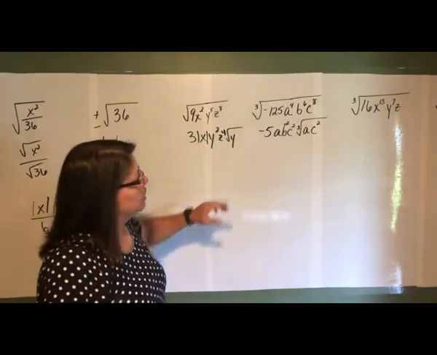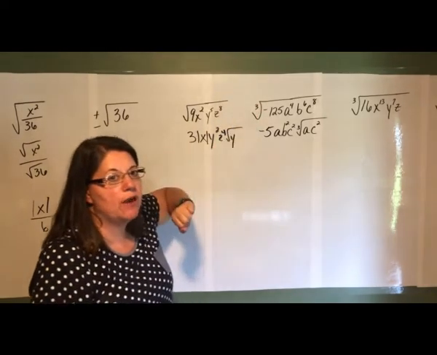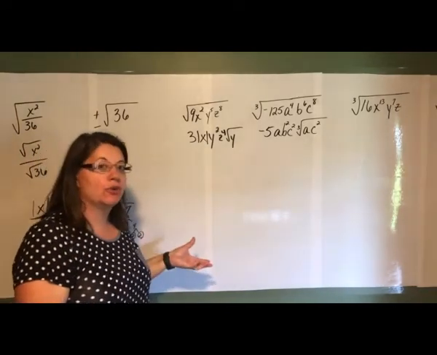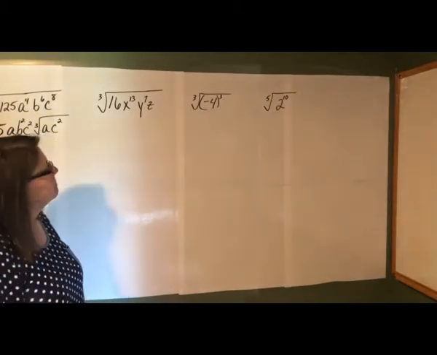And absolute value, if it starts as an odd root or an odd index, we don't need absolute value. You don't have to account for that. We only do absolute value when we have an even root. Okay, my last 3 examples of these type.